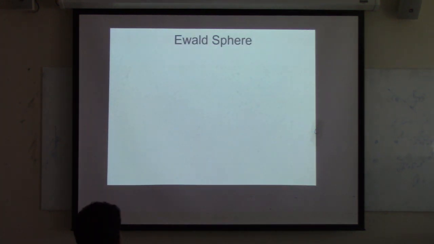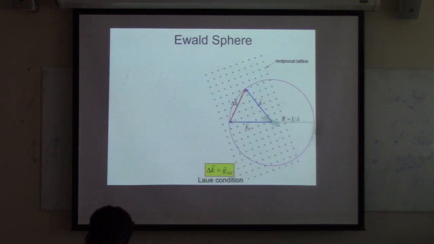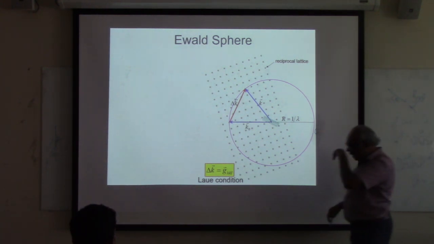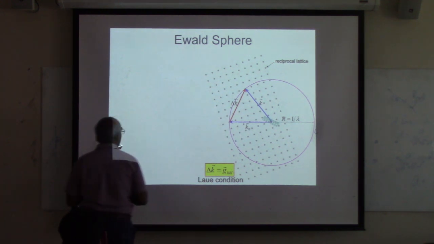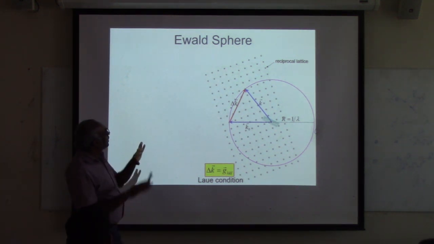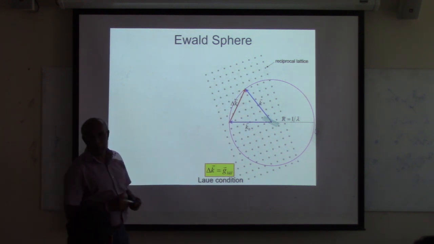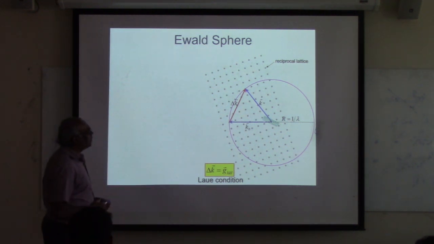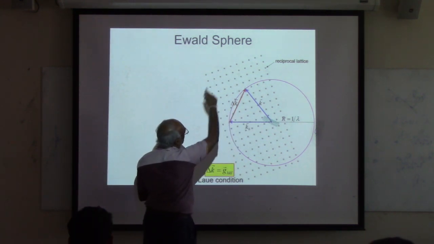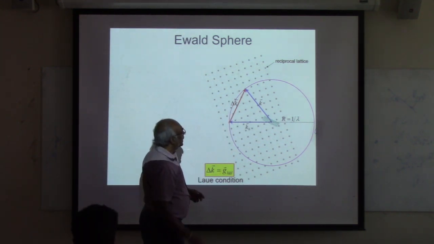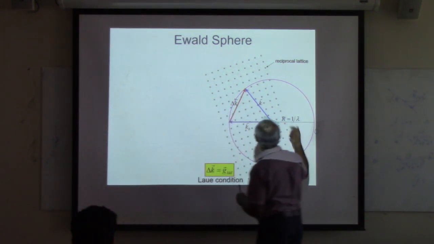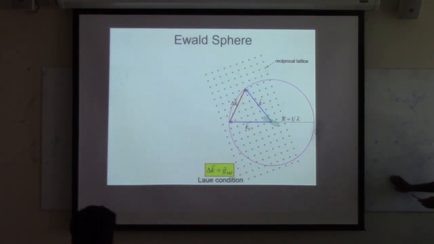Okay, now there's one small thing, and this is very important. To get these allowed states, there is the Ewald construction. He had this geometrical construction. It's a really neat idea. If you have this crystal, this is the real space lattice, right? If you know your wavelength, that means you know your k vector. What is k? It's 2 pi over lambda. I'll forget about 2 pi, so just say 1 over lambda.